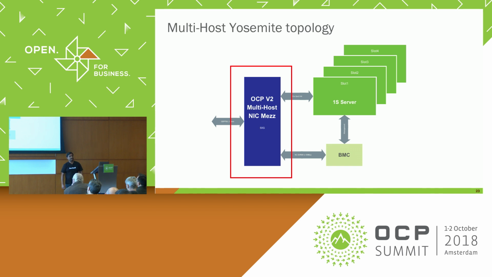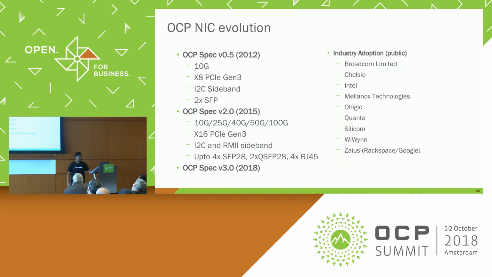If you lose the network for that, we are going to lose like 4 servers at the same time. So it's very important to manage that NIC from the BMC. So how did the NIC evolve actually? Initially the NIC was about 10 gig back in 2012, and it used I2C as a sideband for the BMC.